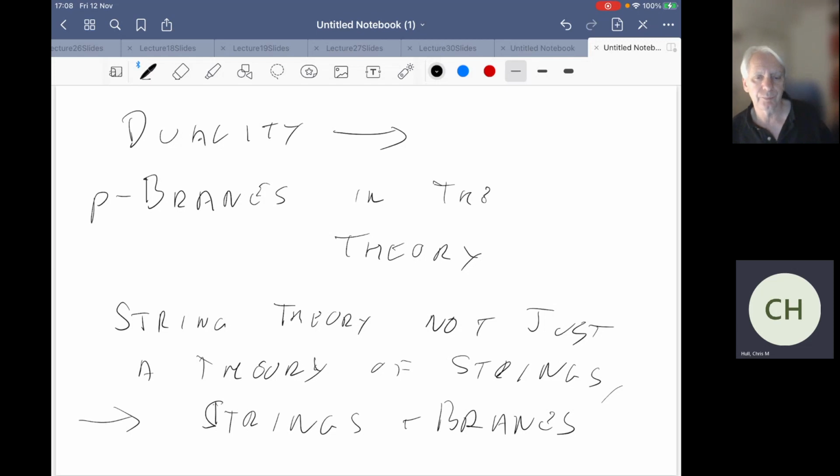So string theory, although at weak coupling it looks very much like it could be understood as a theory just of strings, if one looks at strong coupling, or more generally within the moduli space, we find that it necessarily is a theory not just of strings, but a theory of branes. So I'll stop there, and I'll continue in a moment in the next part of the lecture.